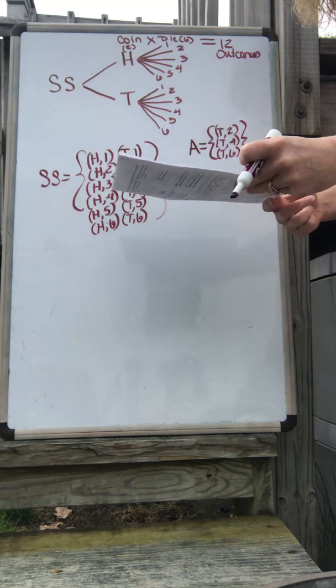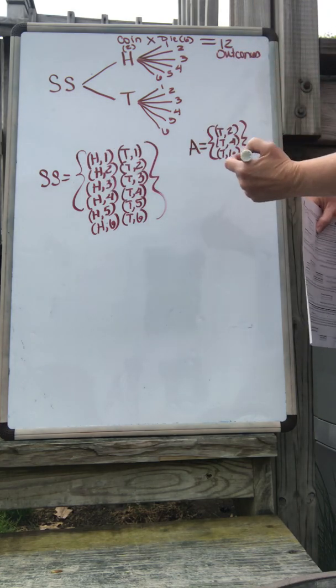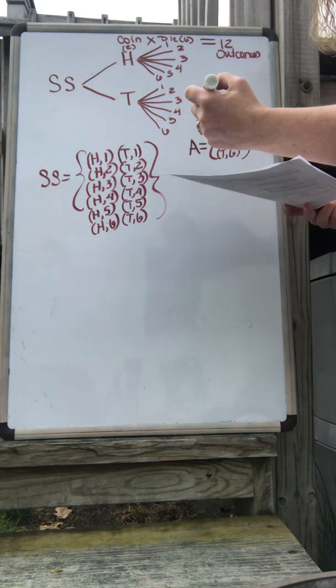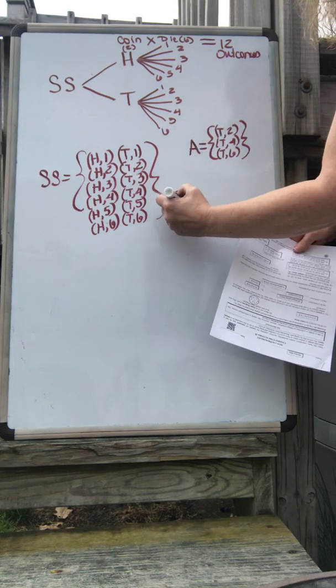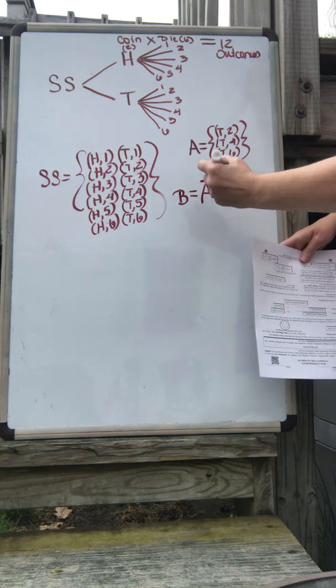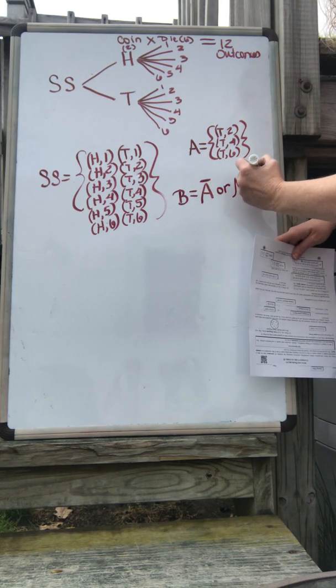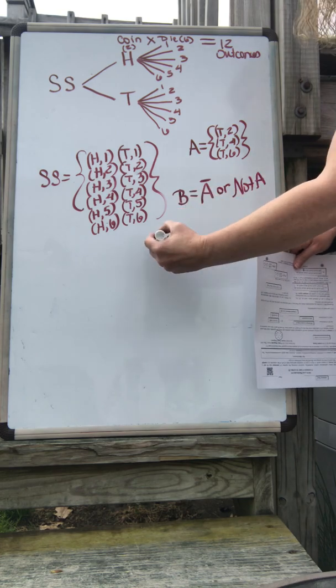Then part C wants the complement. Now the complement again is the not. They want me to call this set B, but set B is also not A, either written with the symbol, or I would say not set A. So this is what B is going to be.